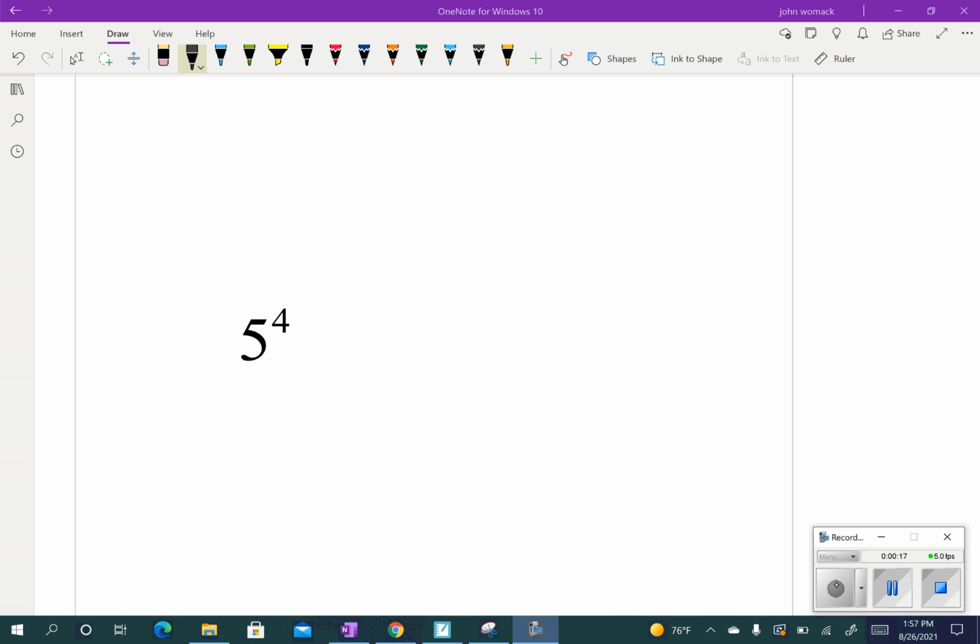So 5 to the fourth, we know what that means, right? We know that 5 to the fourth means we take the base. That 5 is what we refer to as the base. And I'm multiplying it repeatedly. So in this case, we multiply it 4 times. And I know that because of that 4, which is referred to as the power or the exponent. So it means 5 times 5 times 5 times 5.